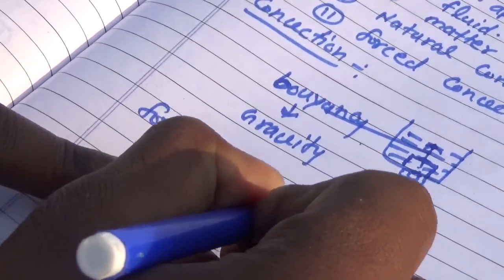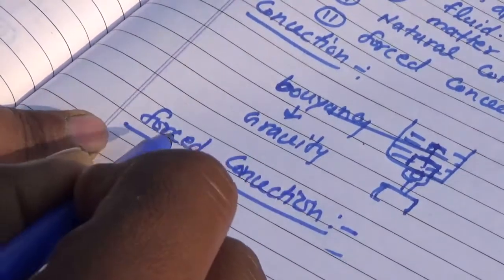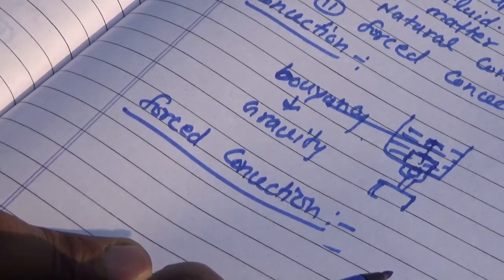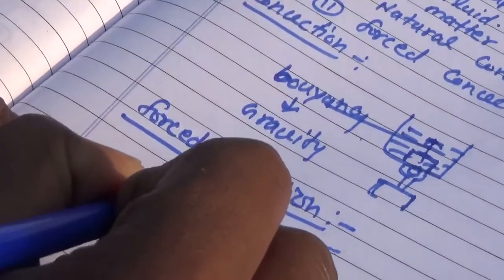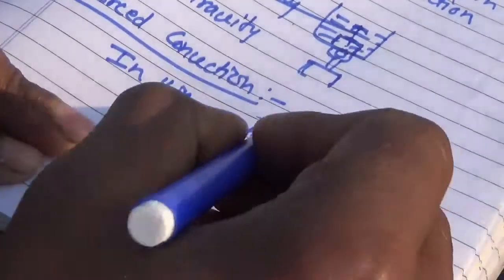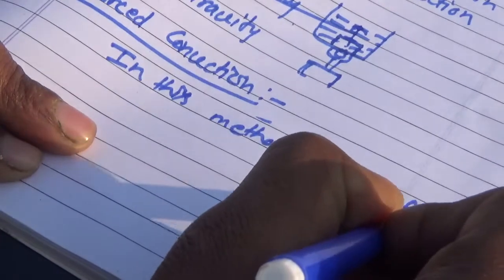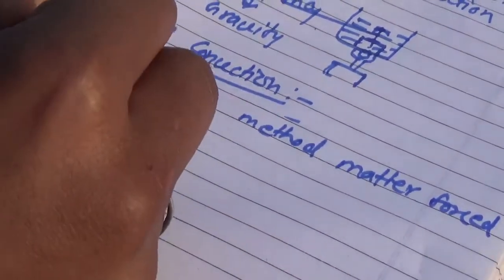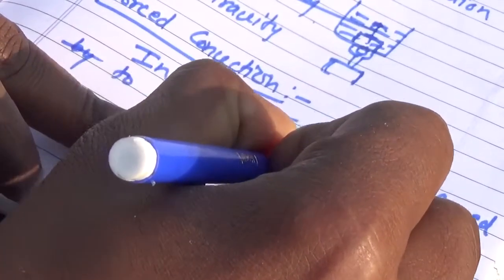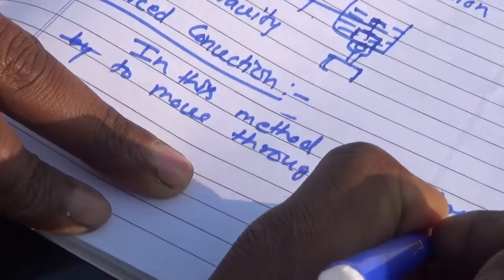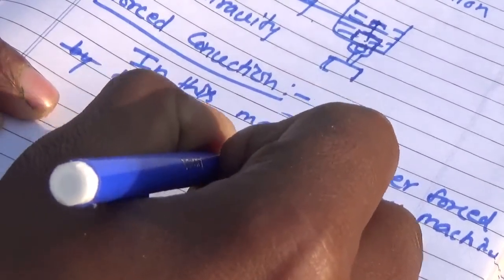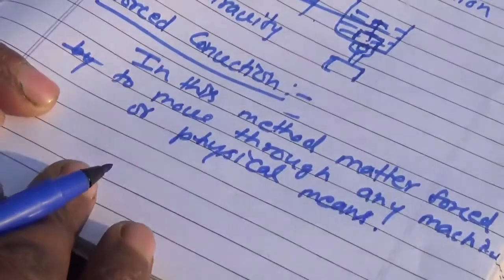What is forced convection? Dear students, forced convection, as is clear from the name, is a method in which matter is forced to move through any machine or any substance, or any physical means. It is forced convection.